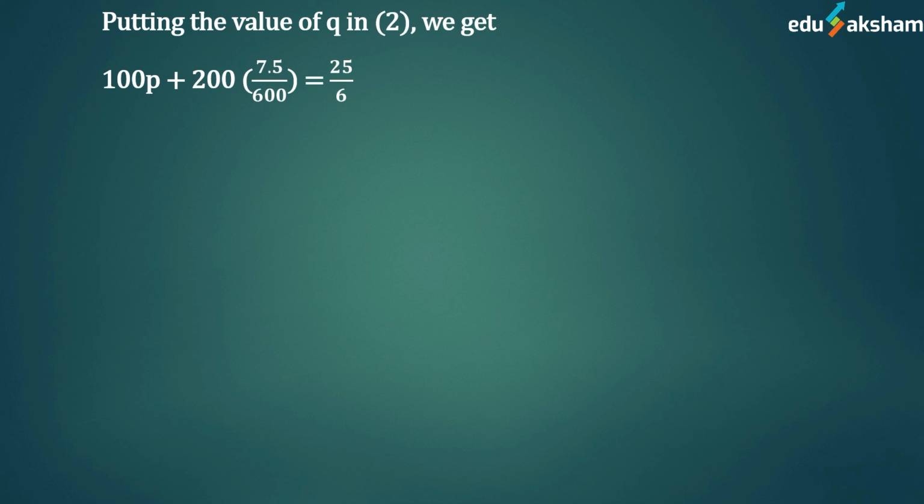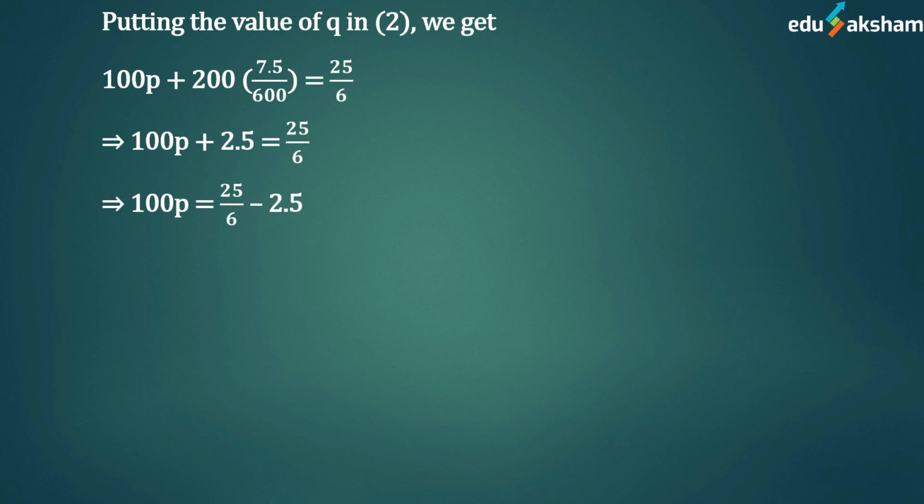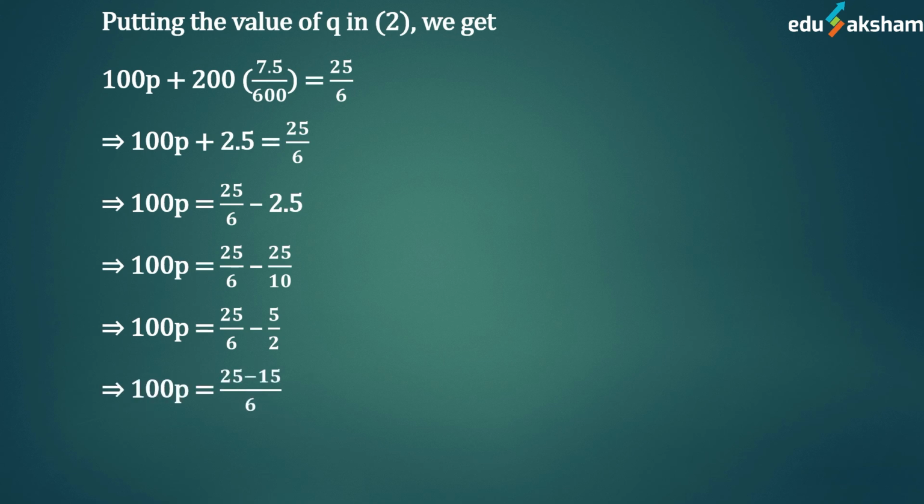200 into 7.5 divided by 600, which is equal to 25/6. On simplifying this, we will get 100p plus 2.5 equal to 25/6. Further, इसे हम ऐसे लिख सकते हैं 100p equal to 25/6 minus 2.5, which gives 100p equal to 25/6 minus 5/2. अब अगर हम 6 को डिनोमिनेटर का एलसीएम ले लें तो हमें मिलेगा 100p equals 25 minus 15 divided by 6, which gives 100p equal to 10/6, which means the value of p is 10/600.